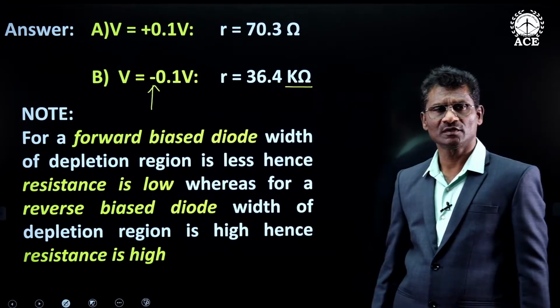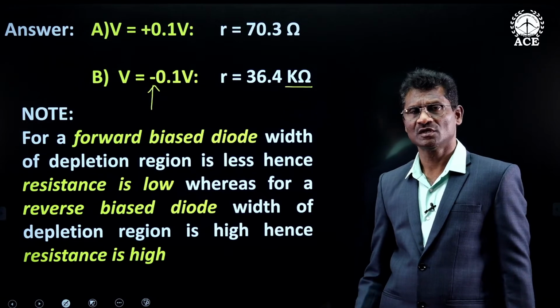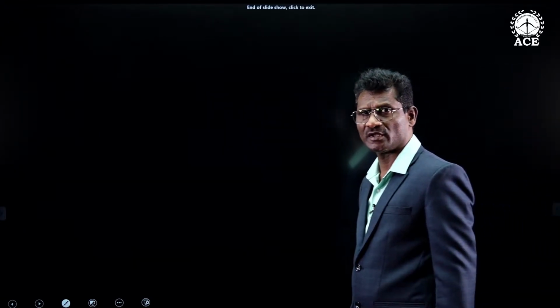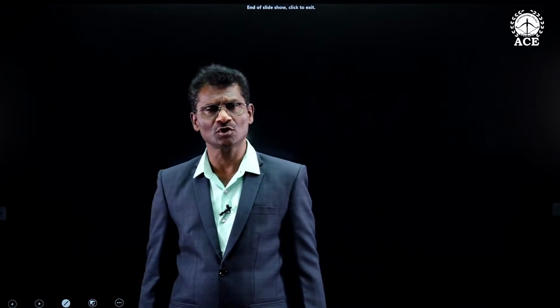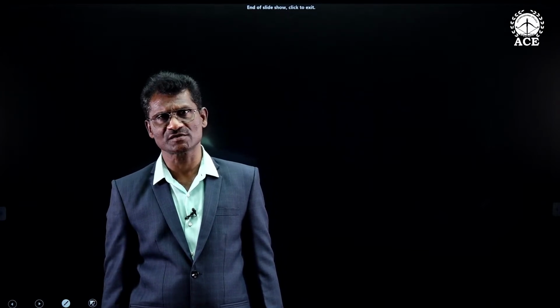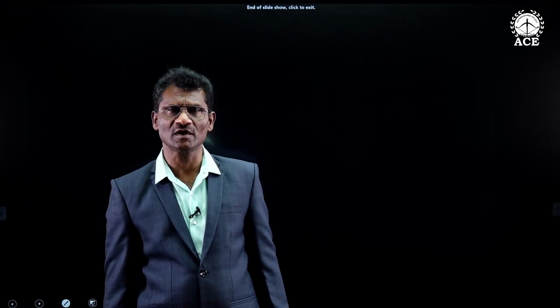I assume that this information is very helpful for you for writing the university examination. There are multiple topics in a PN diode. I have chosen to comment on the derivation of transition capacitance, which is a repeatedly asked question, derivation of resistance of PN diode, and solved a numerical based on that.